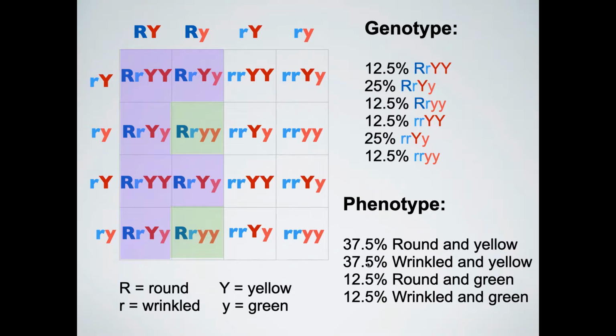All right, what about wrinkled and yellow? Or sorry, I guess that one isn't wrinkled and yellow. That's wrinkled and yellow. There we go. So wrinkled and yellow, look, that's a whole lot of them. You're recessive for the first one, but you have at least one capital letter for our second trait. And then, for the ones that are less common, round and green and wrinkled and green, these two are wrinkled and green. These two are round and green.